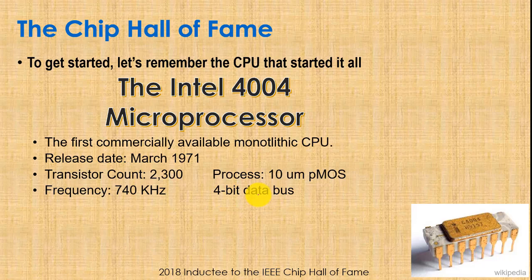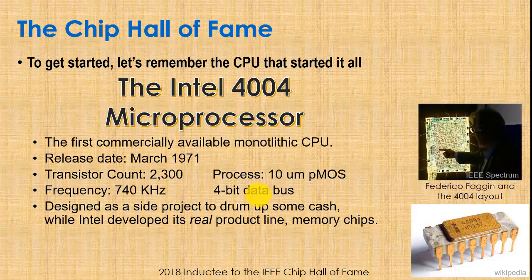It also, interestingly, had a 4-bit data bus. You don't really find 4-bit computers around much anymore. This was actually interestingly designed as a side project. So Intel was a memory company. They wanted to develop and sell DRAM, but from what they say, they were trying to keep some cash flow. So they got this side project, and they hired this guy, Federico Faggin, who was a chip designer. They didn't have actual logic designers, and he, the guy who's shown here looking at the layout of the 4004, is the one who carried out this project pretty much on his own.